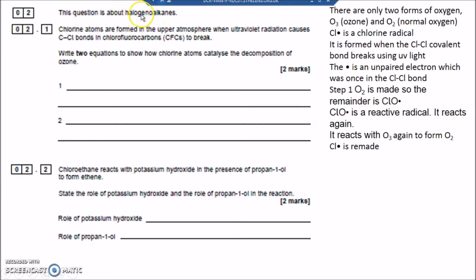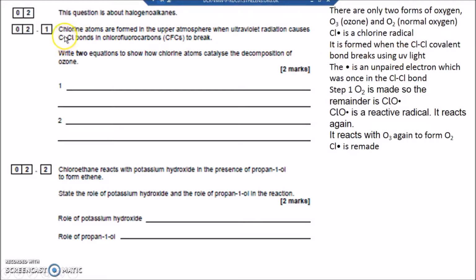So this question is about halogenoalkanes in the upper atmosphere, chlorofluorocarbons and ozone. When you have a chemical like chlorine, or a chemical that's got chlorine in it, like a chlorofluorocarbon that's got a C-Cl, so it's got a chlorine atom in there, that covalent bond can break. It can break in the upper atmosphere in the presence of UV light.